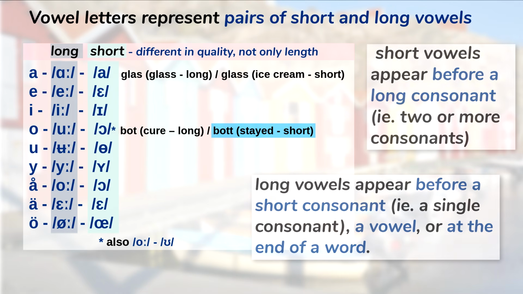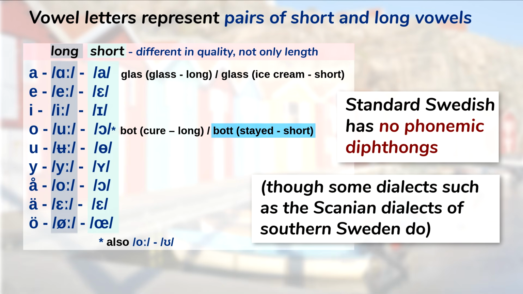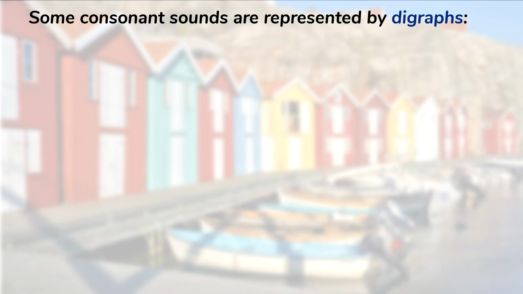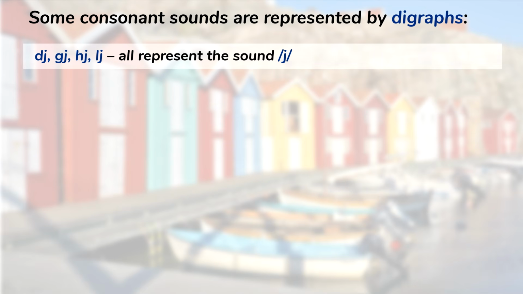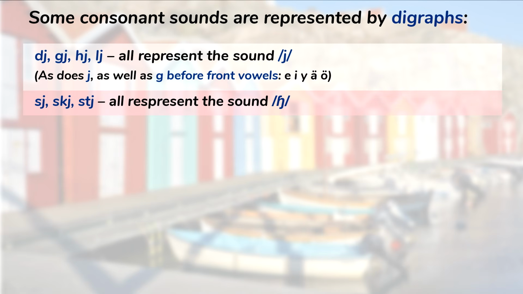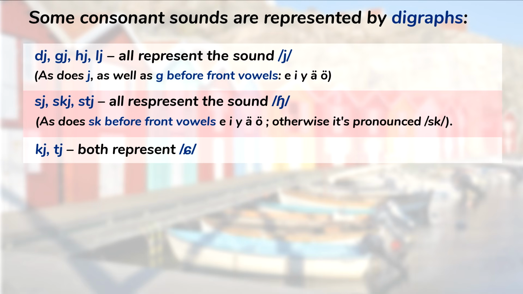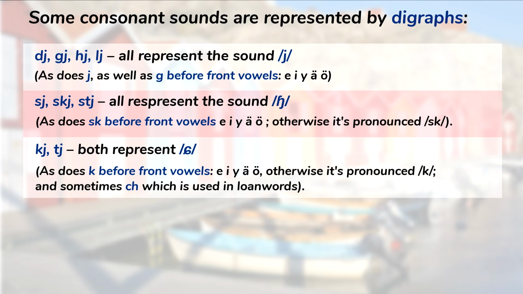Standard Swedish has no phonemic diphthongs, though some dialects, such as the Scanian dialects of southern Sweden, do. Some consonant sounds are represented by digraphs. These digraphs all represent the sound y, as does the letter J, as well as G before front vowels. These digraphs all represent the sound ch, as does sk before front vowels. Otherwise it's pronounced sk. These digraphs represent sh, as does k before front vowels.